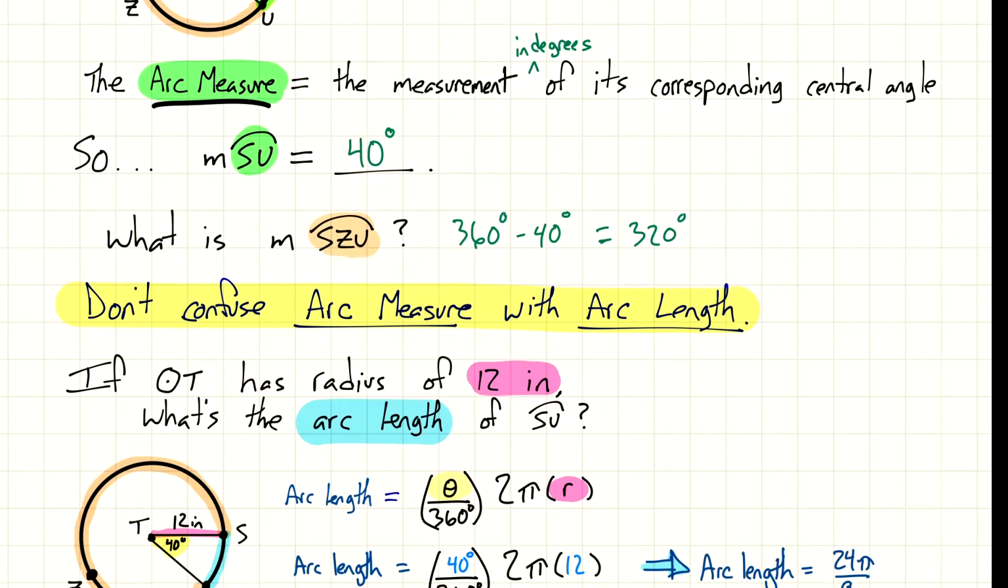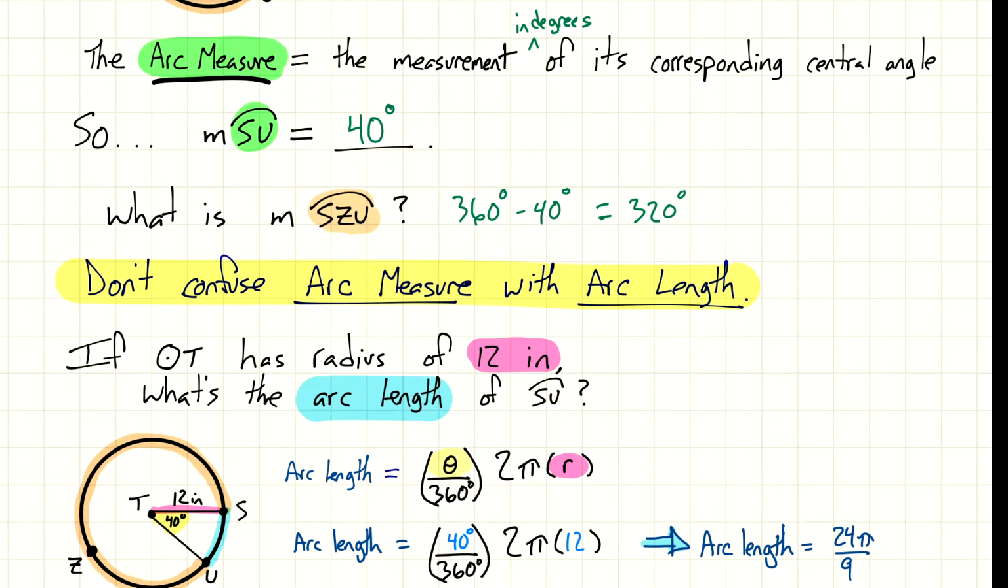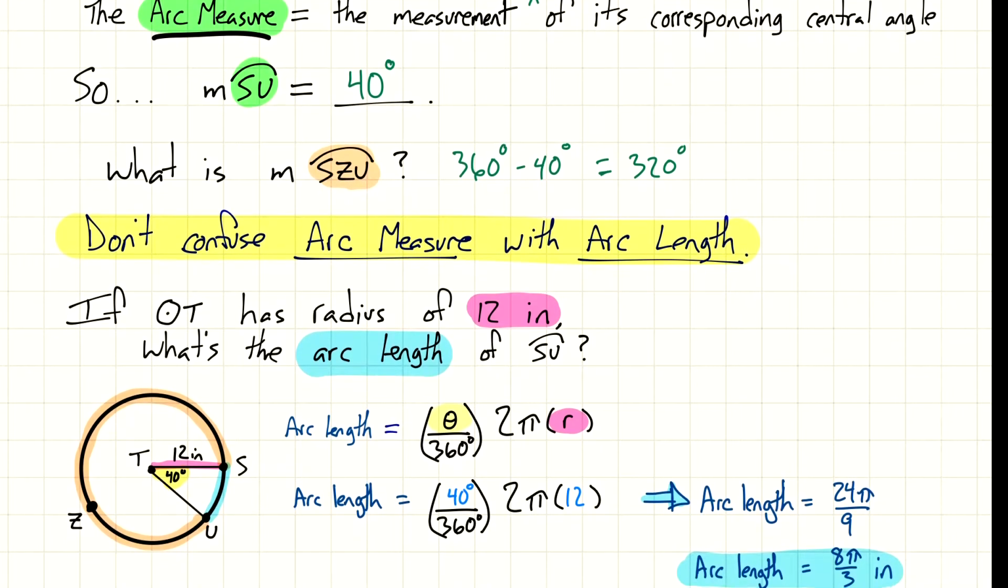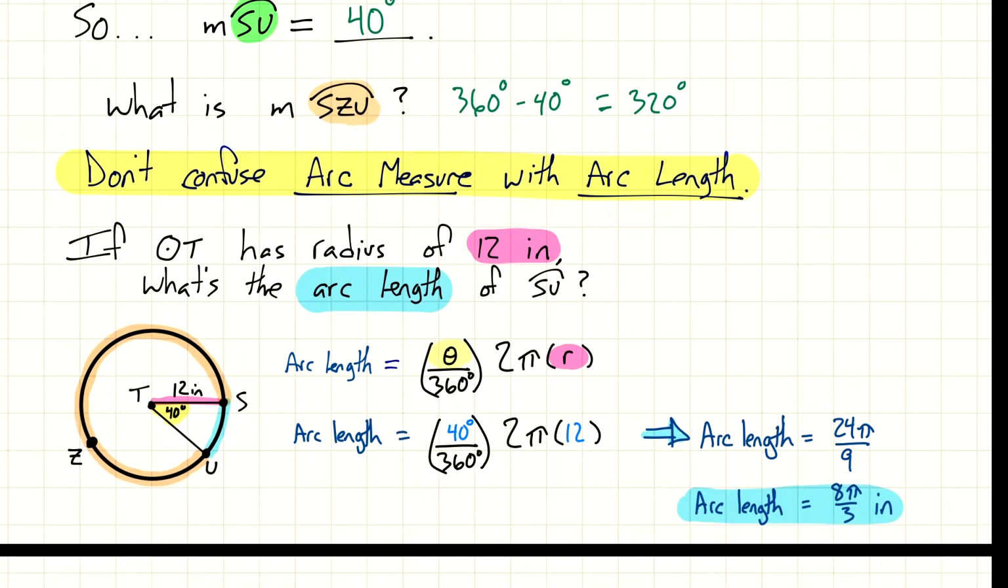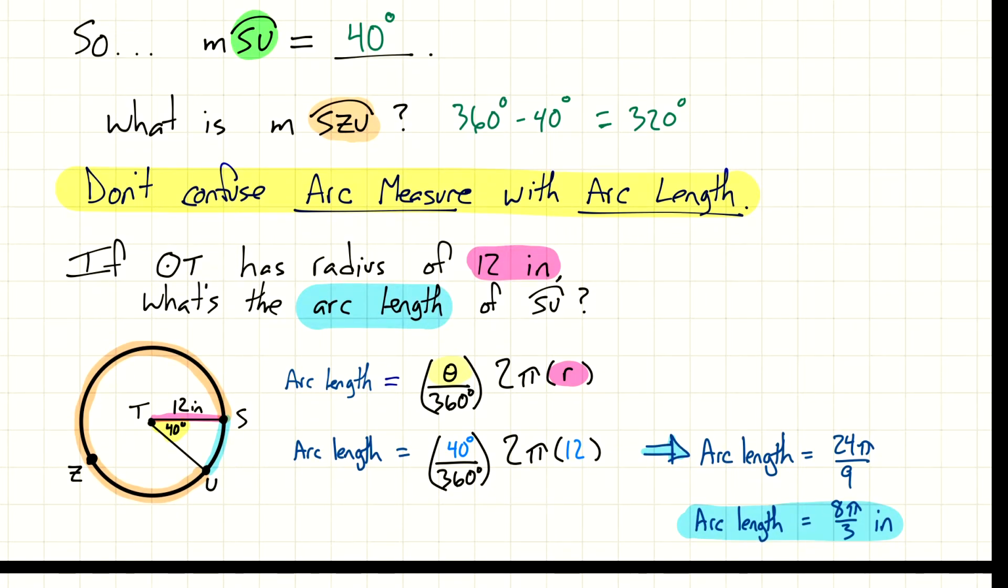So here's a reminder of a problem we've seen before in some way. I'll step you through it, but I pretty much have it worked out for us. If the circle has a radius of 12 inches, notice the radius is given to us here, what's the arc length of SU? In the previous portion we asked what's the arc measure, and we said it was 40 degrees.